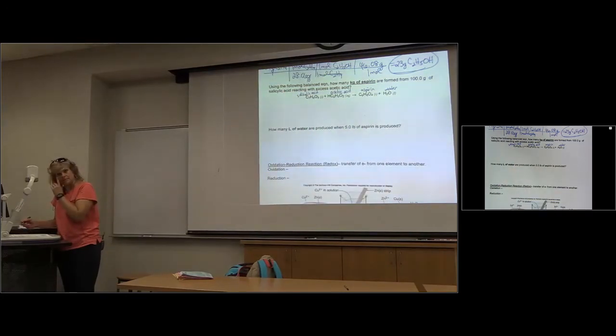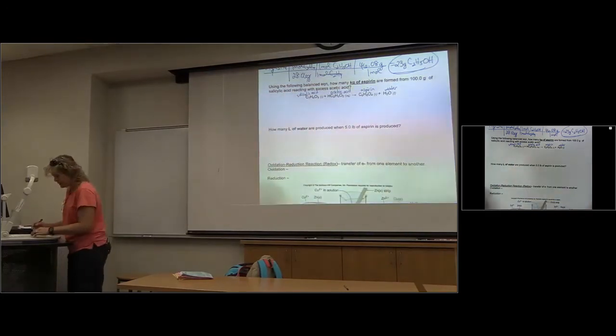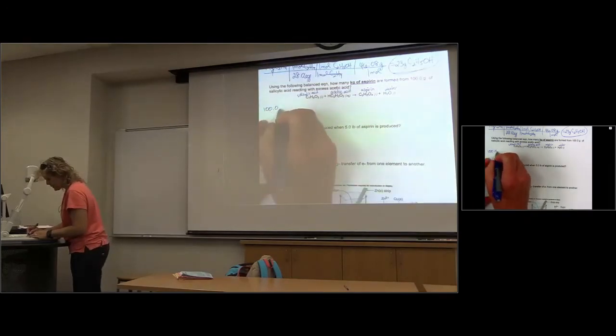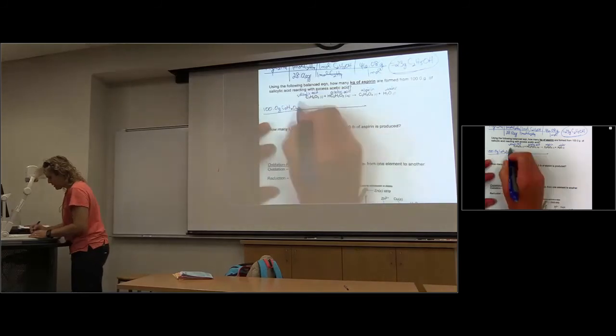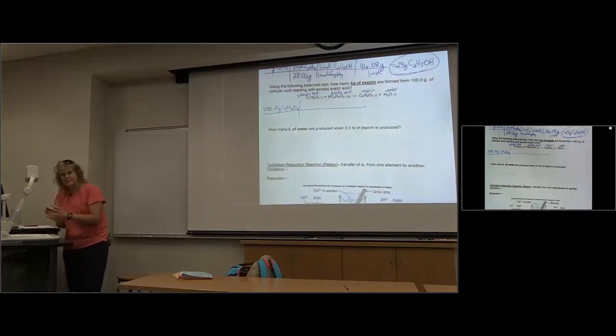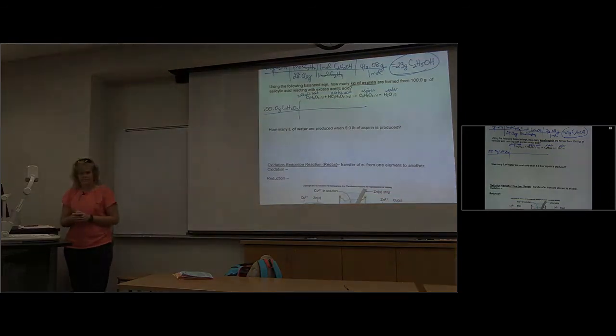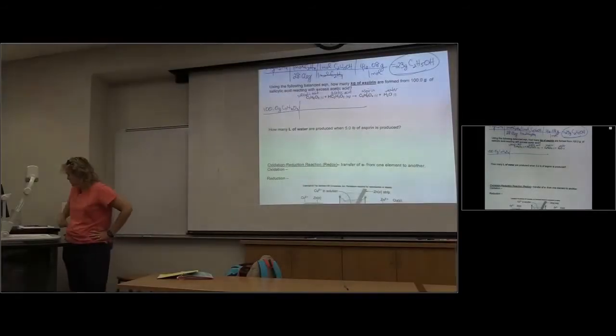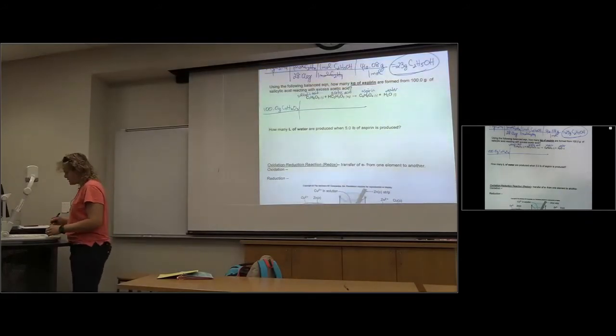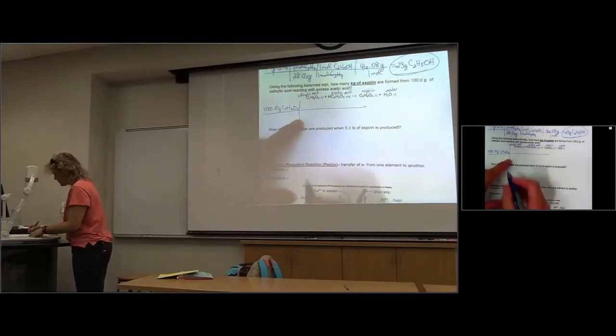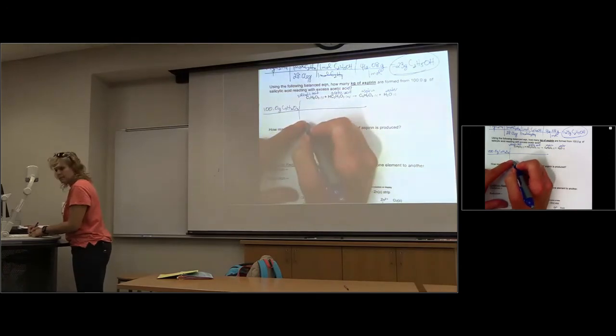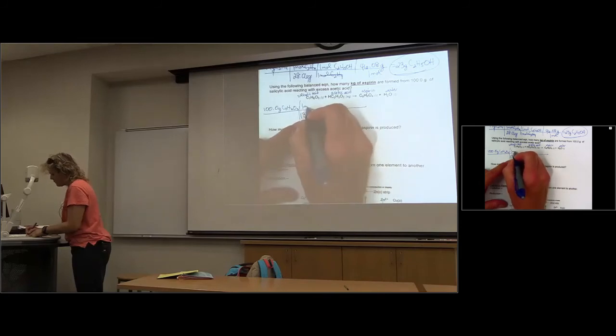What's the given? 100 grams of salicylic acid. So 100 grams of the C7H6O3. All of this problem is exactly like what we've done. So try it. Try the problem. What do you get for the mass of salicylic acid? So where's that going to go? So 138.13 grams goes on bottom. 1 mole.